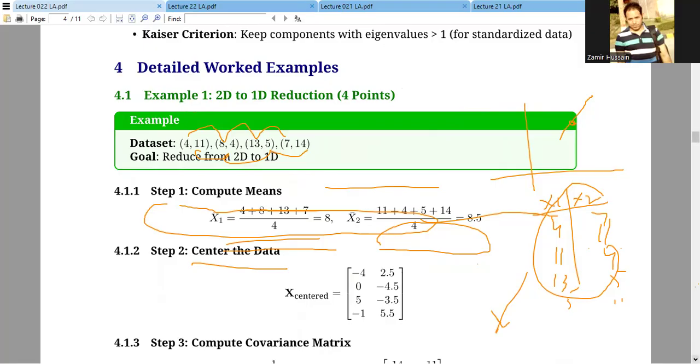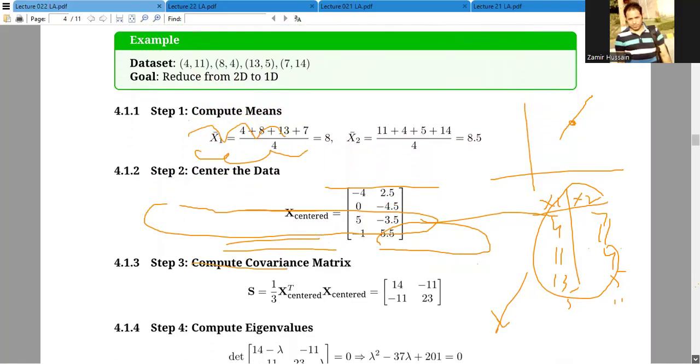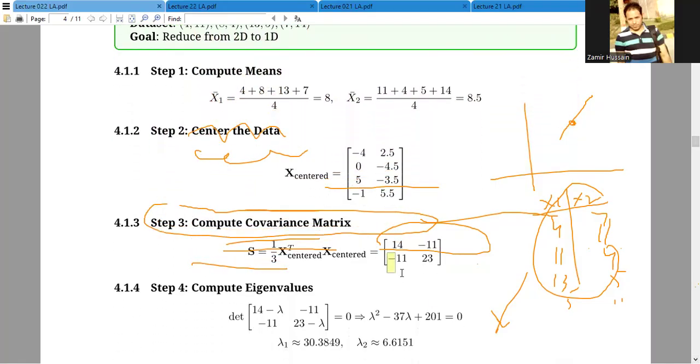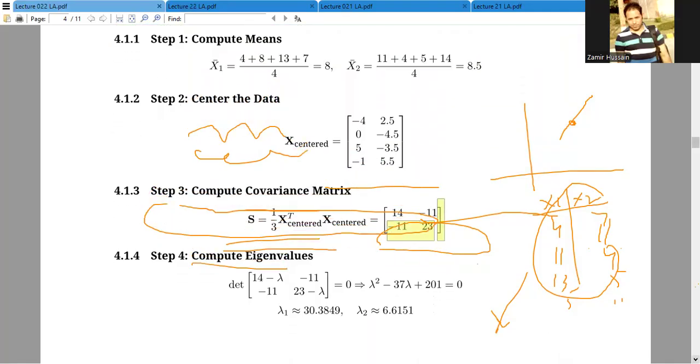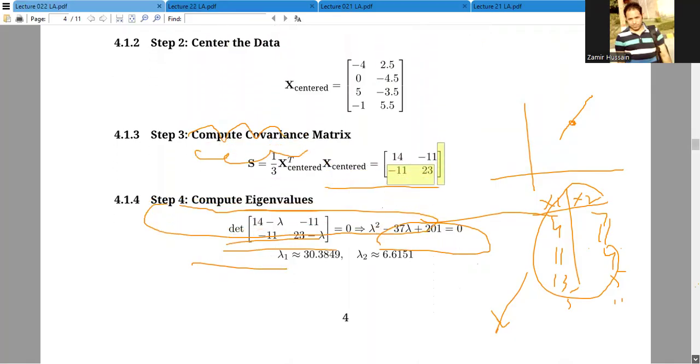Center the data, convert it into centered matrices, and compute the covariance matrix. For example, here is a covariance matrix. Find the eigenvalues and eigenvectors using the fundamental technique of the characteristic equation of eigenvalues. These are the two eigenvalues: one is 13.38 and the second is 6.